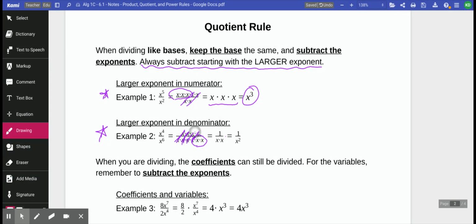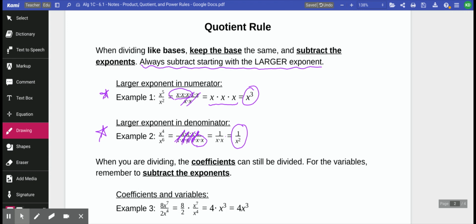Well, what are all these things that we crossed out? Those were really 1s because x divided by itself is 1. Any number divided by itself is 1. So that's why we have the 1 on top. It's just a placeholder. And then we write x times x as an exponent, so 1 over x squared.